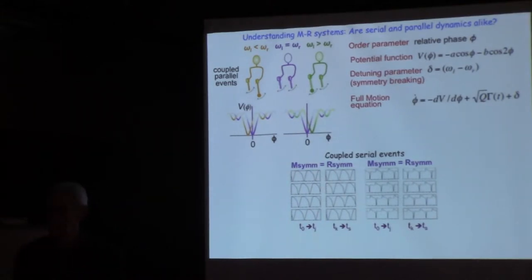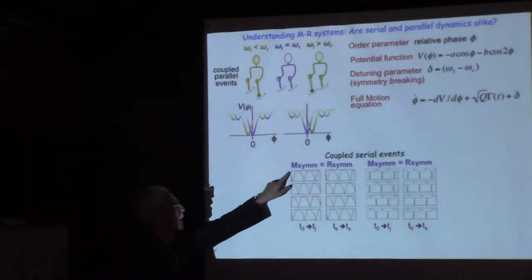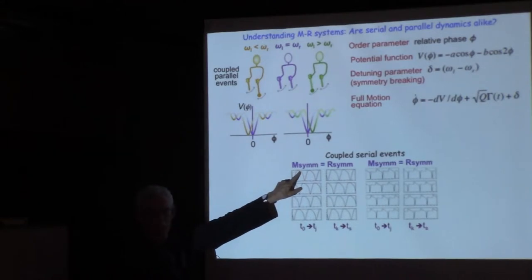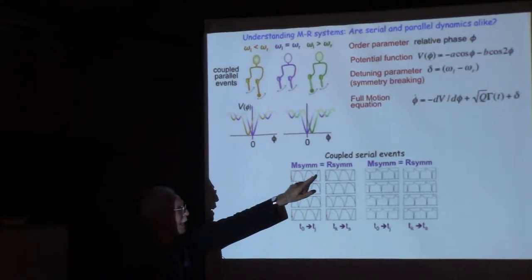Measurement. M is now measure, and R is report. And the symmetry here, this is when the measure is a symmetry kind of measure, as we've been looking at, and this is when it's a symmetry kind of measure.